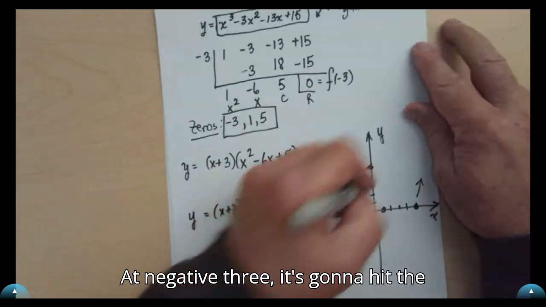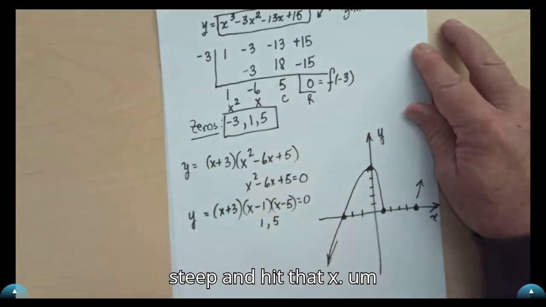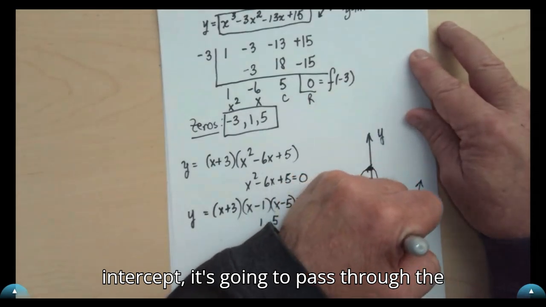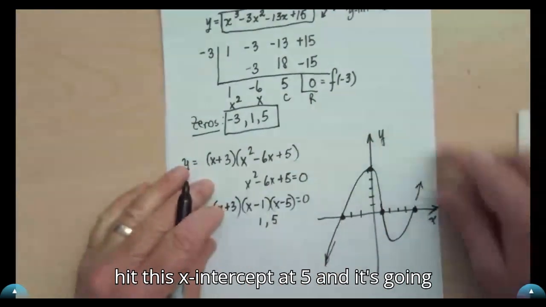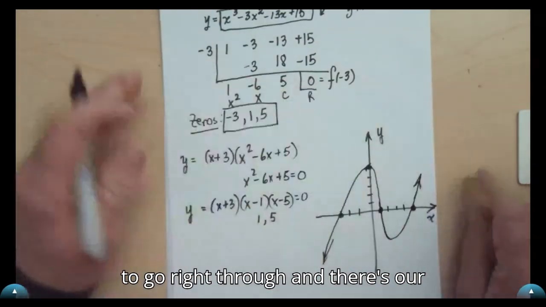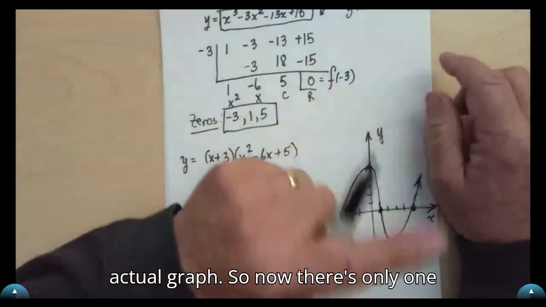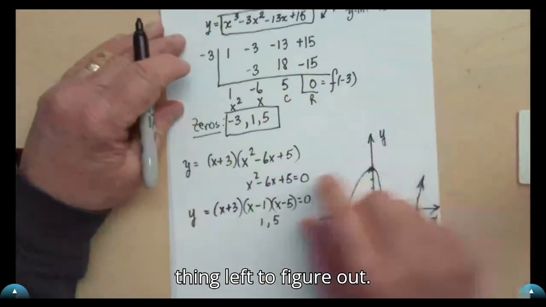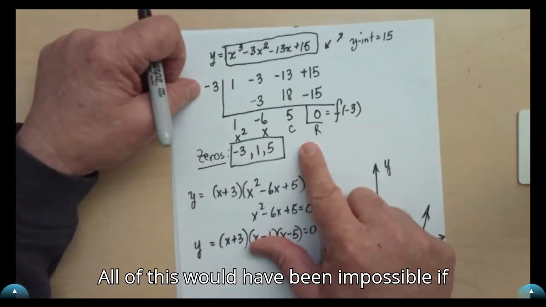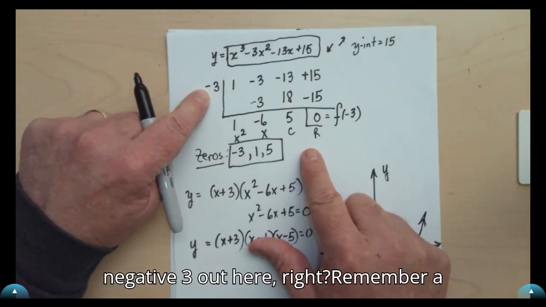At -3, it's going to hit the y-intercept. It's going to drop down pretty steep and hit that x-intercept. It's going to pass through the x-axis, come back up and hit this x-intercept at 5, and it's going to go right through, and there's our graph. And that's pretty close to the actual graph. So now there's only one thing left to figure out. All of this would have been impossible if I had not known to use -3 out here, right?